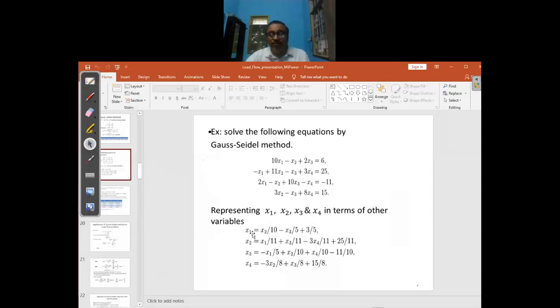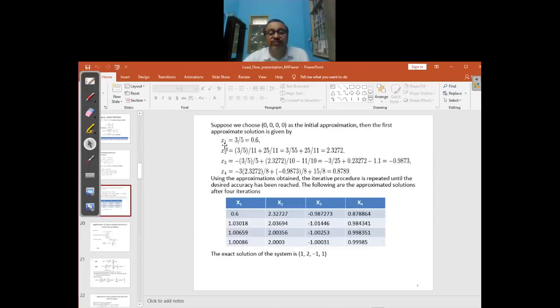So x is equal to f of x. So you substitute on the right hand side with some starting value. So I assume that x1, x2, x3, x4 all are 0. And then I calculate, and in this way I get the new values. So the new values are now 0.6, 2.73, 3272, minus 0.9873 and this is x4. Now this becomes my new values for the next iteration.